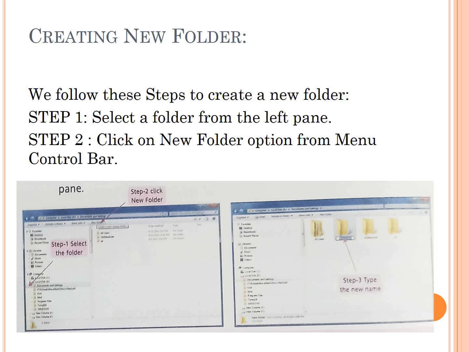See the picture given below. Select the folder, that will be the first step. See the arrow which shows to select the folder. In step 2, click on New folder. This is given on the menu control bar. Just click this option which is given on the menu control bar, that is New folder.